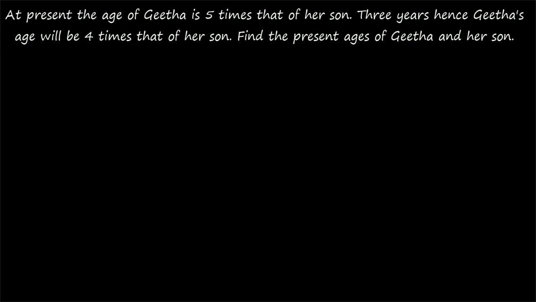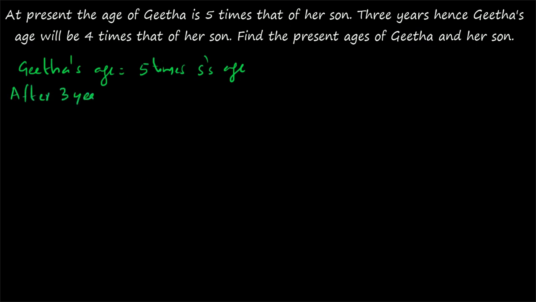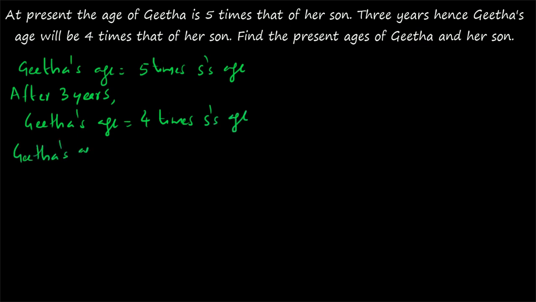3 years hence, Gita's age will be 4 times that of her son. Find the present ages of Gita and her son. So here, what is the given question? At present, Gita's age is equal to 5 times her son's age. And 3 years hence means after 3 years. Here the past is not given, the future is given. After 3 years, Gita's age will be equal to 4 times her son's age. Then you have to find out Gita's age and the son's age. So this is the given question.